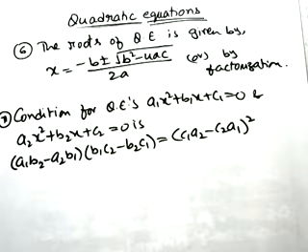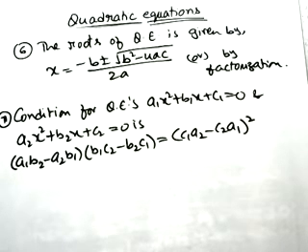Now the roots of a quadratic equation are given by the formula x equals to minus b plus or minus under root of b square minus 4ac, by 2a. Whenever we have to find the values of x of a quadratic equation, we have to use this formula, or it can be obtained by factorization.